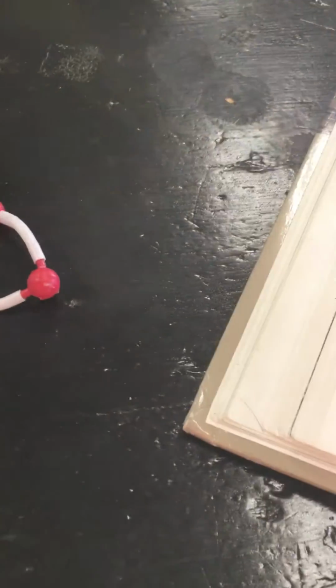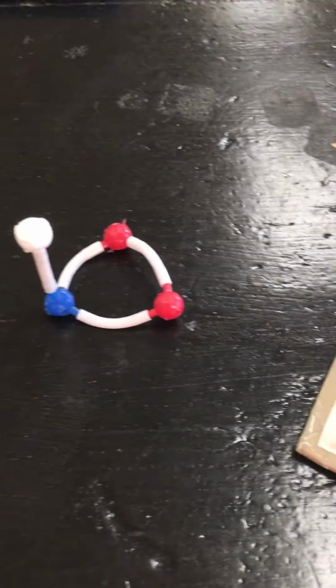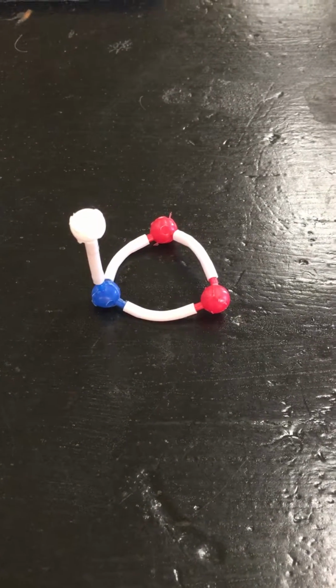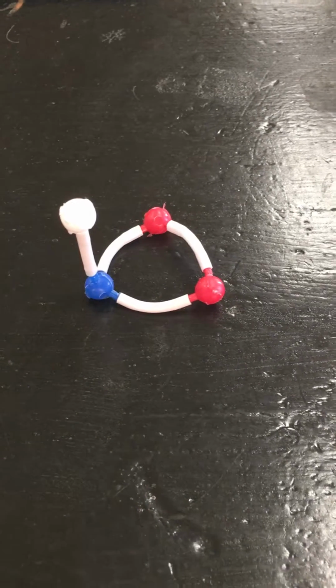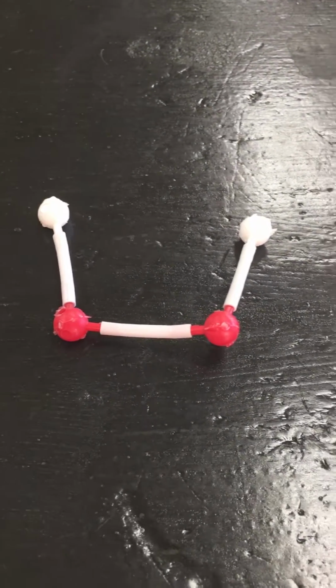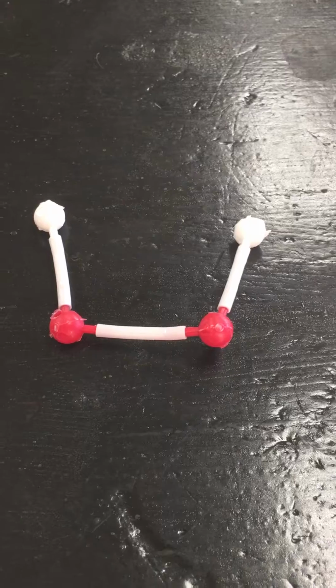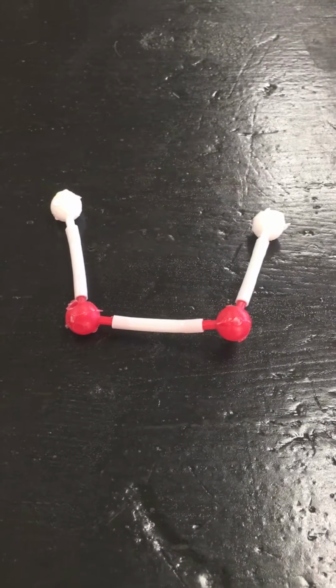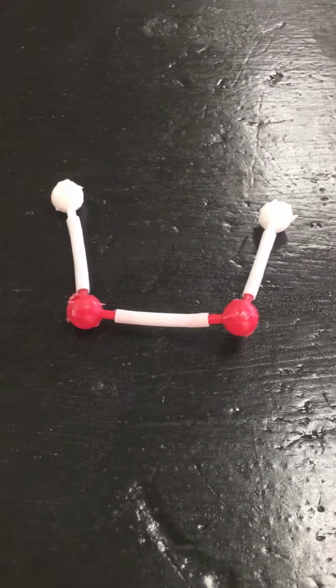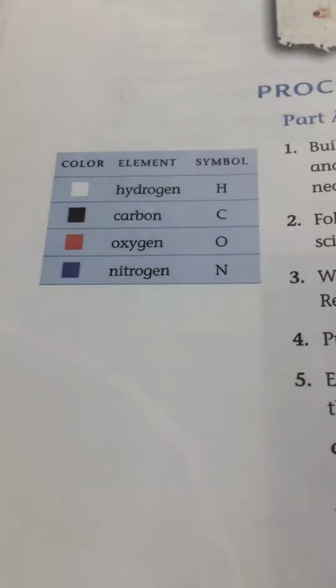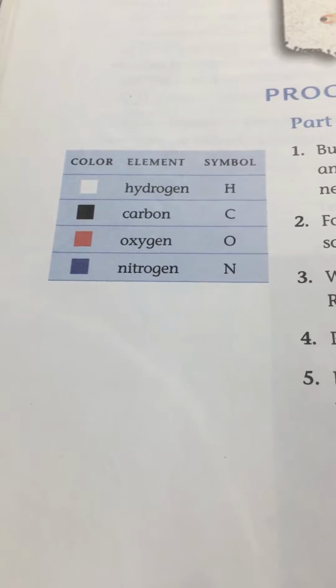Okay, number 4. This is number 4. Again, draw this and write the chemical formula for this model. And the fourth one is this molecule here. Please again draw this in your lab notebook and give us the chemical formula. Again, here is the color code for the element and the symbol.